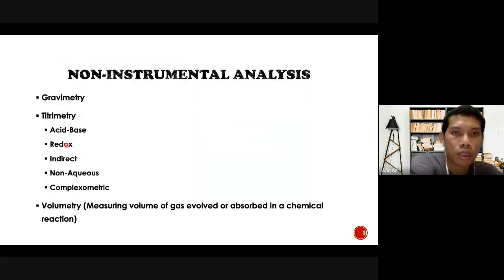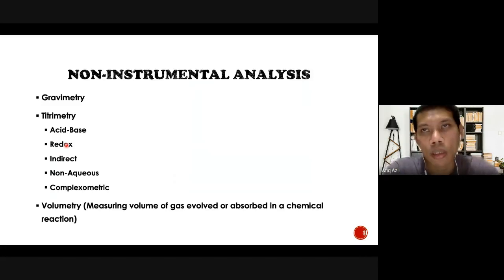Now on to the next part, which is the non-instrumental and also instrumental analysis. So you have to know how to differentiate. The first example of non-instrumental is gravimetry. This one actually involves the difference in terms of weight and also heating.